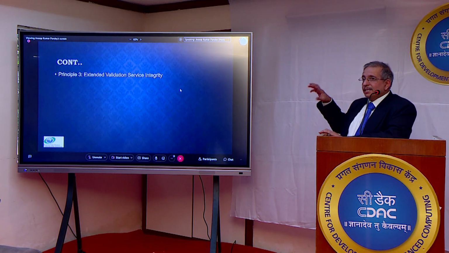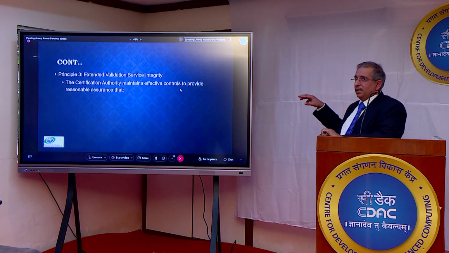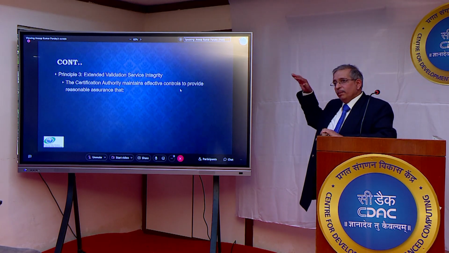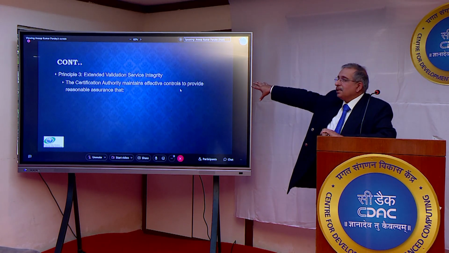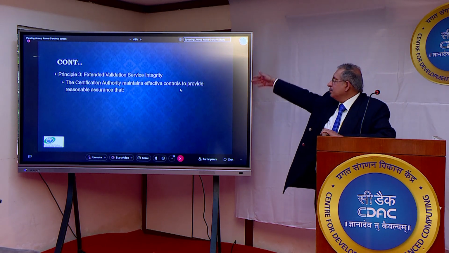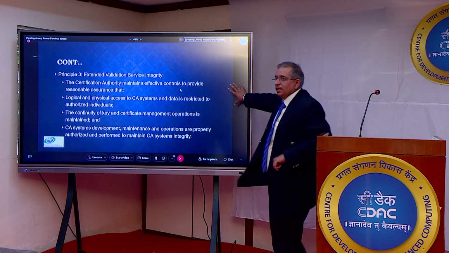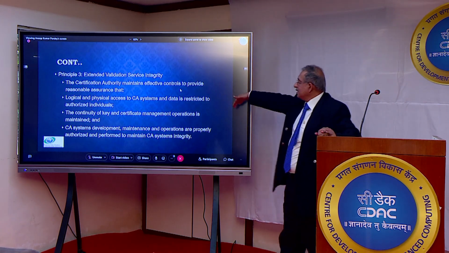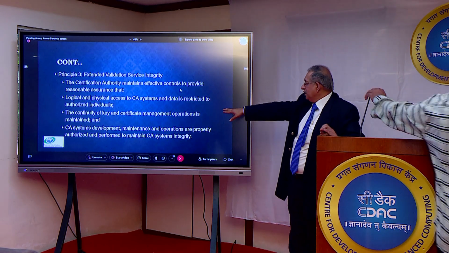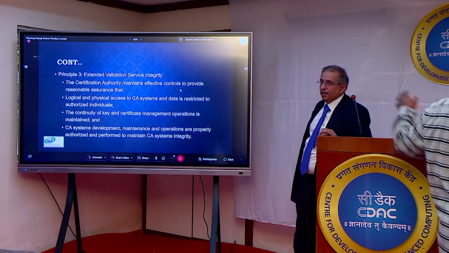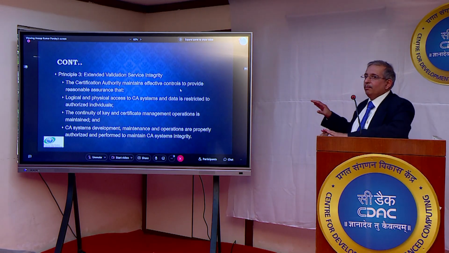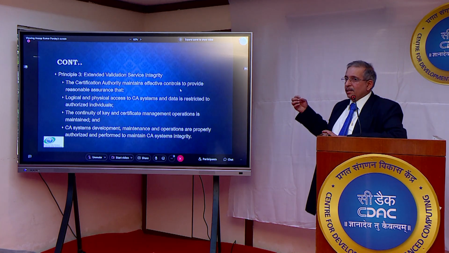When you come to extended validation certificates, EV certificates, principles 1 and 2 remain the same. In the third principle, there are some differences, and you will see some checklists related to that. Again, the text if you see, there is no difference here. Logical and physical access, the continuity of key and certificate system development and maintenance. They talk about the same, but there are some additional guidelines given there.